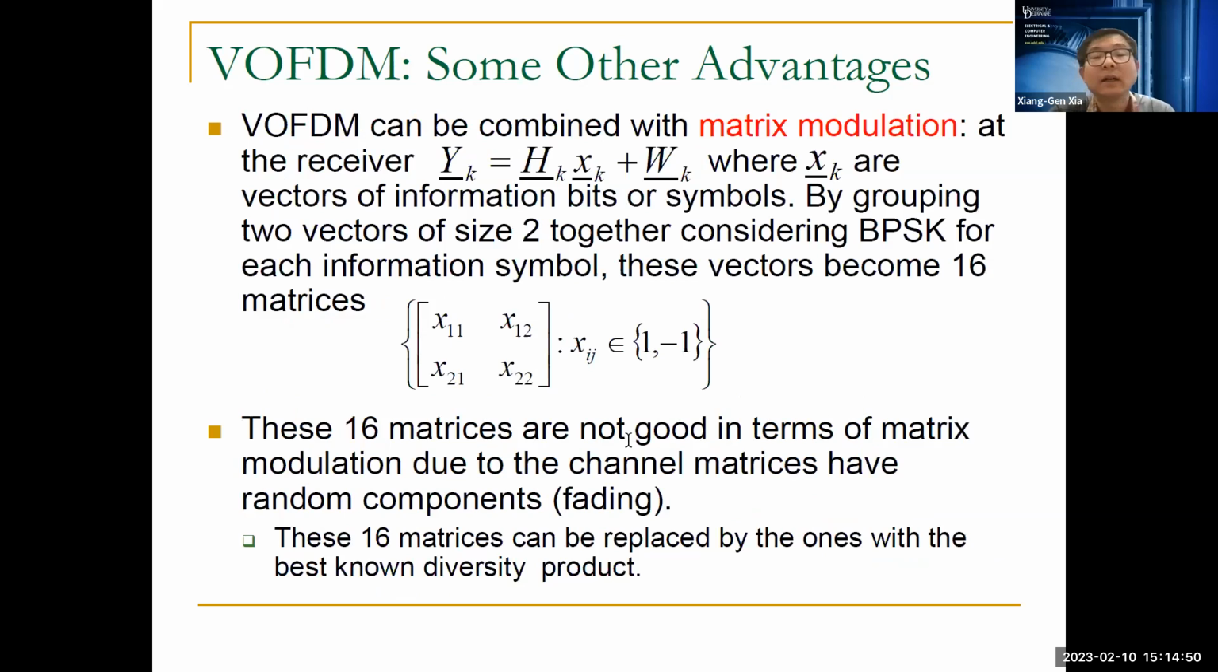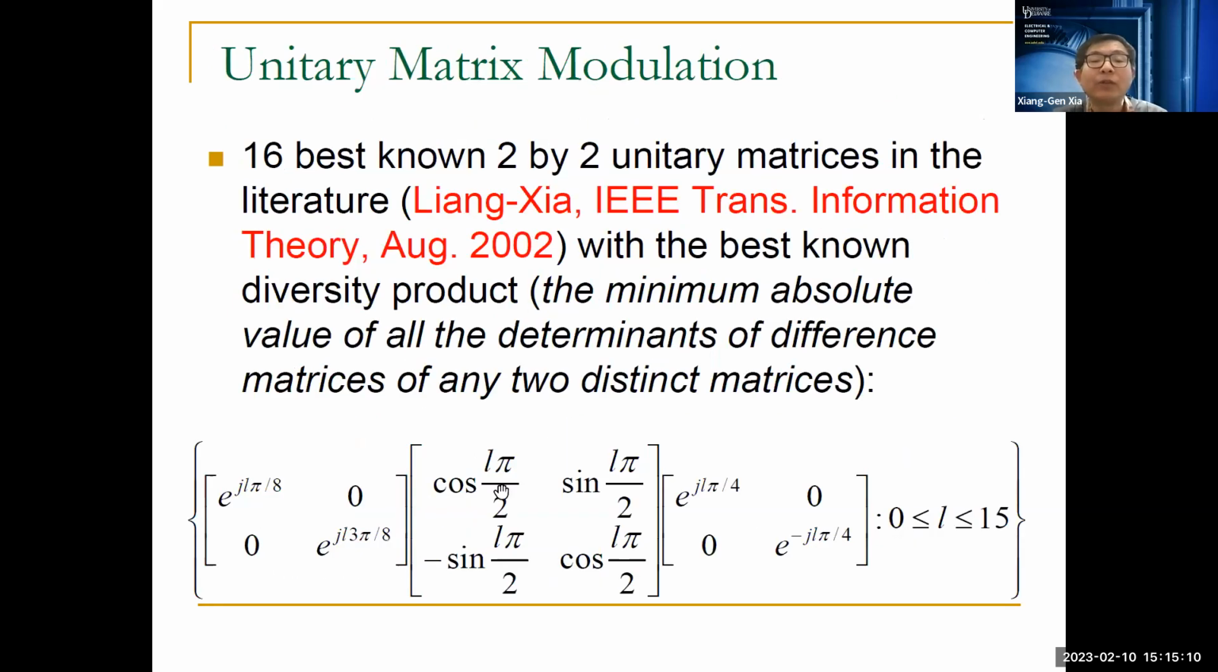Okay, and I don't know how much time I have, but because this is a vectorized system, you can do matrix modulation on the transmission side. That's another good thing. However, you have to consider two OFDM symbols together, right? Then you can do matrix modulation. For example, for vector size two, so far the best is 16 best norm 2x2 unitary matrices for modulation.